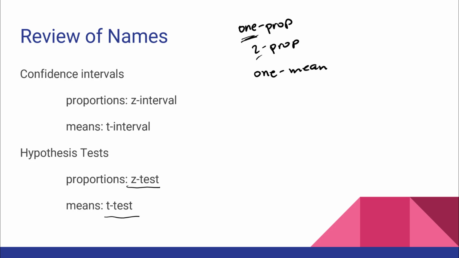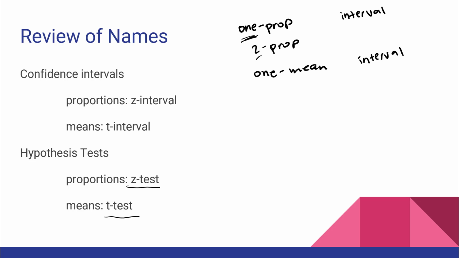So if you're doing a confidence interval, the name of what you're going to be doing is always going to be interval. So if you're doing a 1 proportion confidence interval, then it's going to be 1 prop interval. If it's a 1 mean confidence interval, then it is a 1 mean interval. You'll notice that there are letters in front of these.